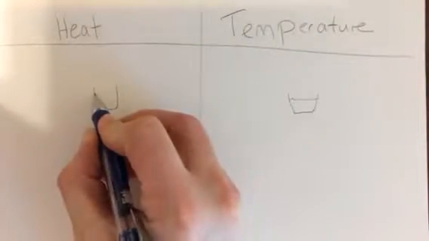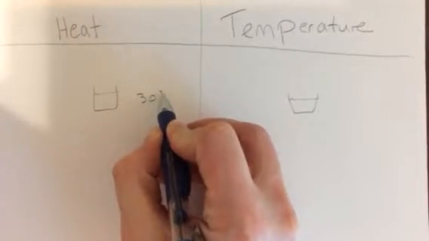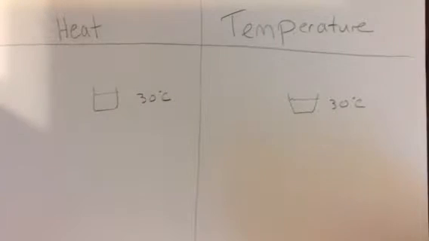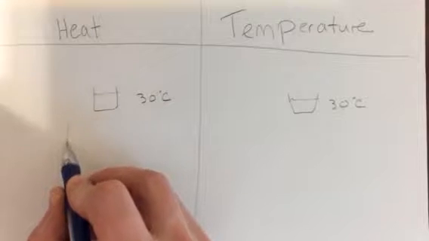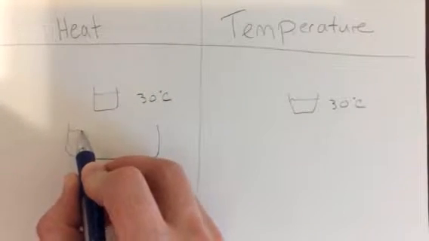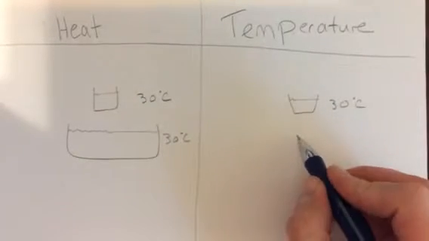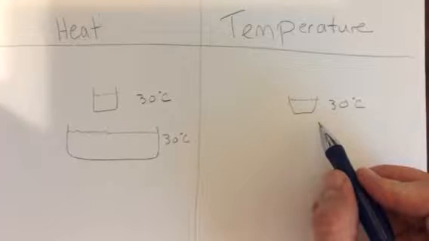some coffee in them. If they're both at 30 degrees Celsius, because it's science, then they of course have the same temperature, 30 degrees Celsius, and they of course have the same heat. Well, let's say we make this one and we change it into a bathtub full of water, also at 30 degrees Celsius, and we still keep our same coffee cup here at 30 degrees Celsius.